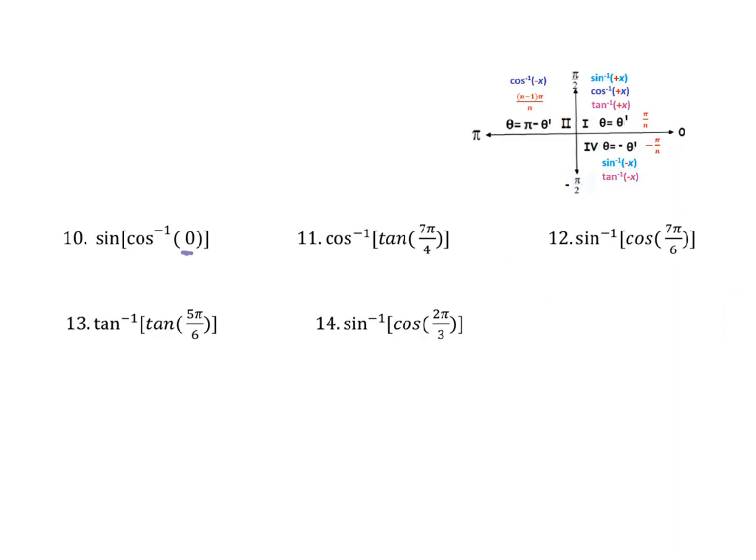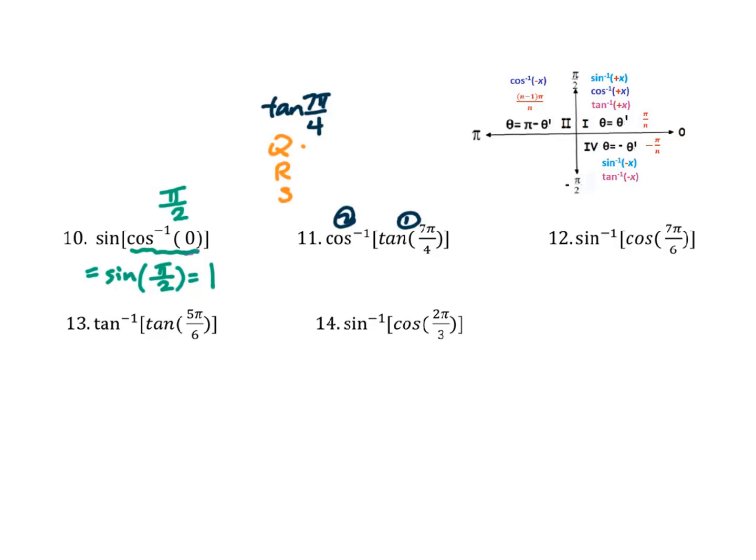We can count this 0 as a positive. So we got the reference angle for inverse cosine of 0, that's pi over 2. Sine pi over 2, use left-hand tricks, that's 1. For number 11, first step and a second step. For the first step, tangent 7 pi over 4. We got to go to QRS.